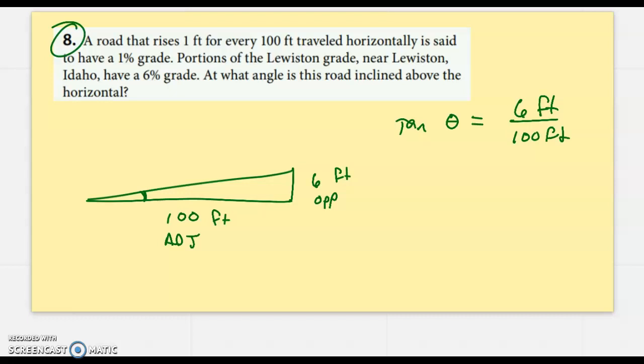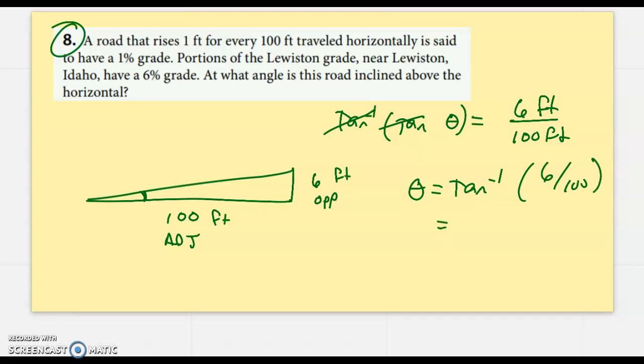So now I'm going to do an inverse tan of both sides of this. And so inverse tan here is going to undo the tangent, just leave me with theta. But what you do to the one side, you must do to the other side. 6 over 100, feet canceled. And inverse tan of 6 over 100 is going to be 3.4 degrees, which doesn't sound like a lot, but you'd think this was a pretty steep road.